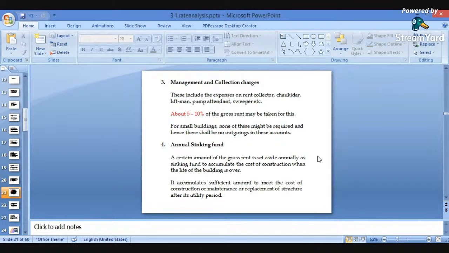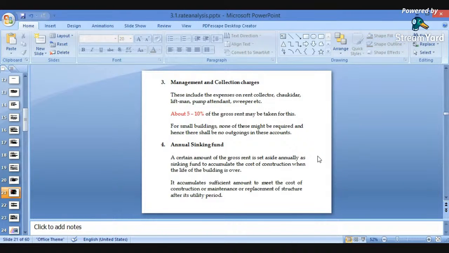be completed. So we can demolish the structures, and the amount which we have kept aside every year will be used for reconstruction of that building. Technically, that amount is called the sinking fund. This amount is kept aside, and it will accumulate after the life of the building is completed and will be used for the reconstruction. This amount is called the sinking fund.